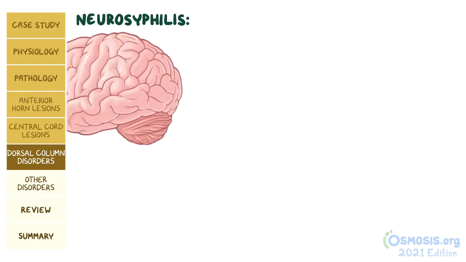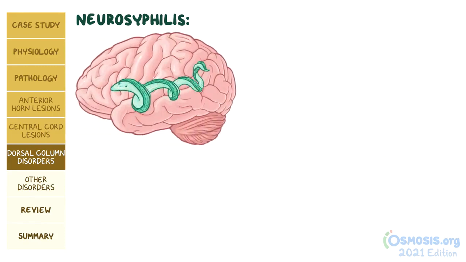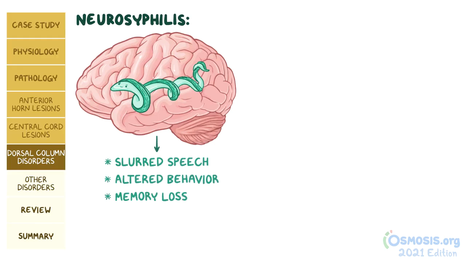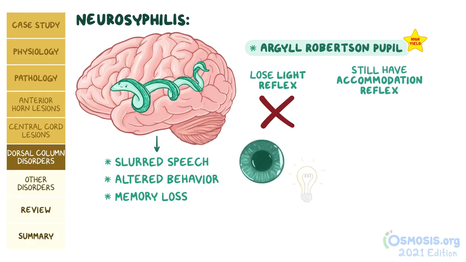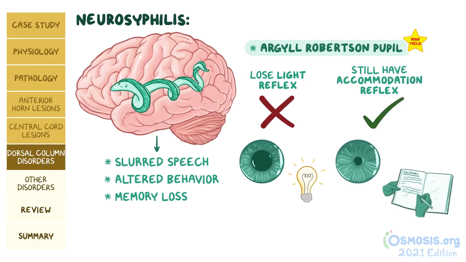If spirochetes go even further and invade the brain, that can cause slurred speech and altered behavior or memory loss. What's extremely high yield for your exams is that they can also affect the eye, causing the characteristic Argyll-Robertson pupil. This means the pupils lose their light reflex, but still have their accommodation reflex, which means the pupils do not constrict when exposed to light, but they do when focusing on a close-by object.